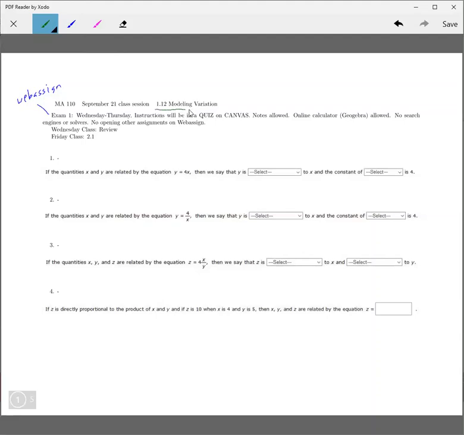Modeling variation is basically taking these phrases in English and translating them into equations. So here we have the equation right here, y equals 4x. More generally, it's y equals k, some constant, times x. And in this case, the constant is 4.